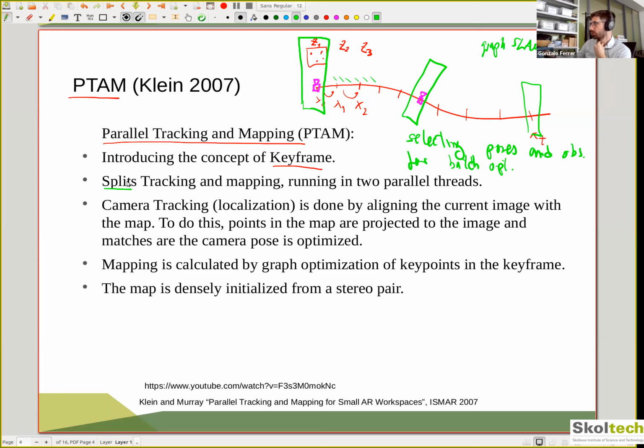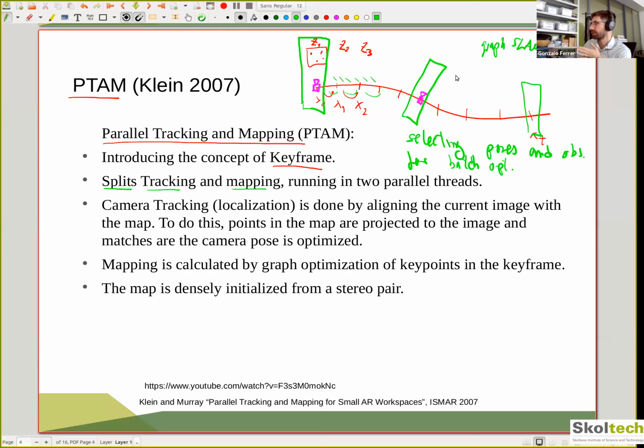So we still need to track the camera pose. So in these increments, we still want to know what this position is. So for doing this, what we do is we break the problem in two, right? The first one is tracking. Tracking is keeping the camera pose localized. So this is going to be very similar to localization. And the second one is mapping, right?